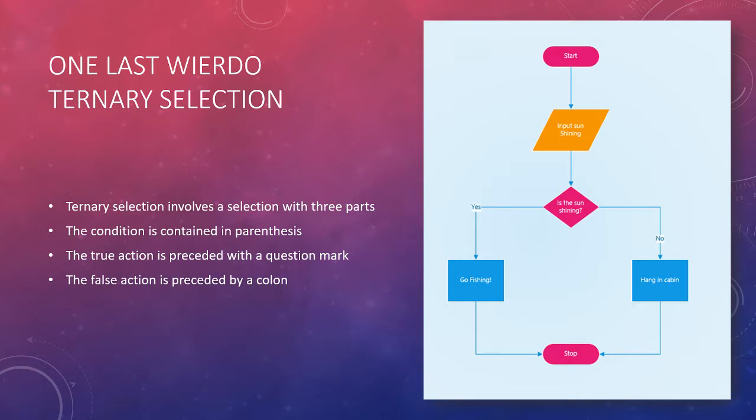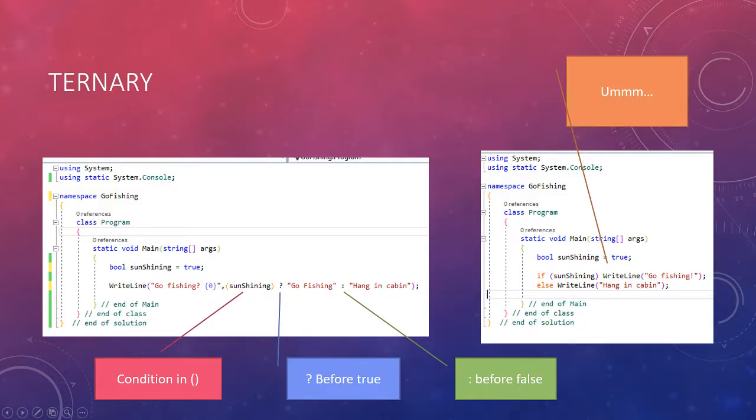Now we have one last weirdo type of conditional expression, and that's the ternary condition. And the ternary selection involves a selection with three parts, basically. First of all, we have the condition, and then we have the true action, and then we have the false action. So all three of these things are all put together in one statement, making it the ternary type statement. Here's an example. It's not any different than the others we've looked at. We want to check to see if the sun is shining. If the sun is shining, we're going to go fishing. If the sun is not shining, we're just going to hang in the cabin. So let's see how we can fix that.